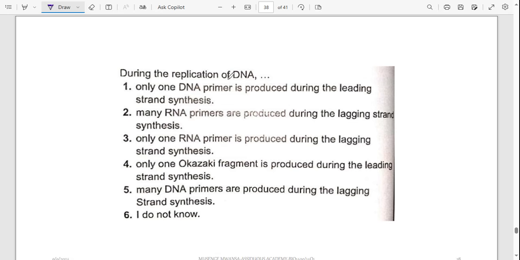During replication of DNA, only one DNA primer is produced during the lagging strand? No. Many RNA. Only one DNA primer is produced during the leading strand? It's not a DNA primer, it's an RNA primer. If it was RNA, the answer would have been correct. Many RNA primers are produced during the lagging strand. That is correct. Lagging strand, a lot of RNA primers. Only one RNA primer is produced during the lagging strand? No. Only one Okazaki fragment is produced during the leading strand? Leading has nothing to do with Okazaki fragments. Many DNA primers are produced during the lagging strand? They are not DNA, they are supposed to be RNA.